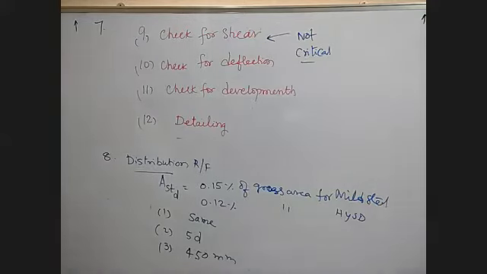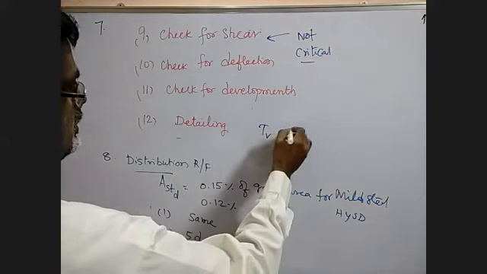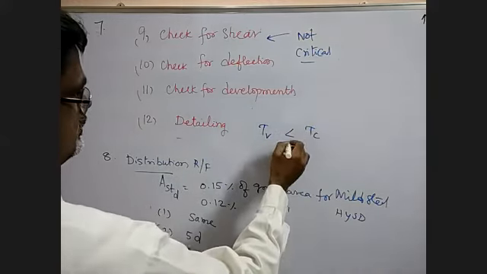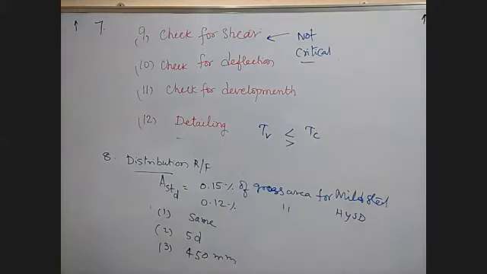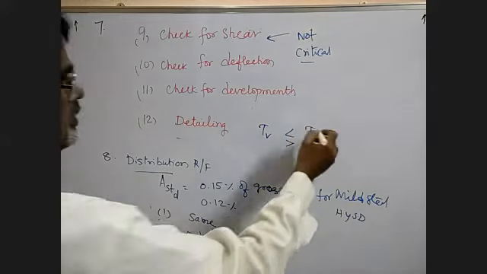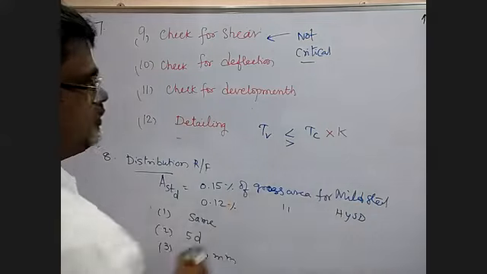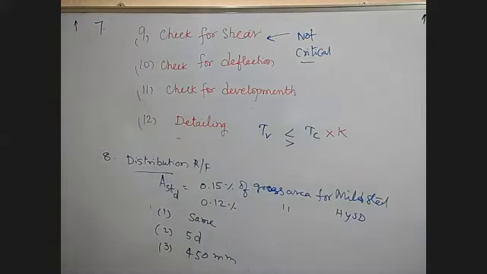In the case of slabs, the shear in slabs is not critical, but it should be checked as per the code requirement. And the design shear strength of the concrete shall be K into tau c. Tau v should be less than tau c, but here in the case of slabs, tau c should be multiplied with the factor K.